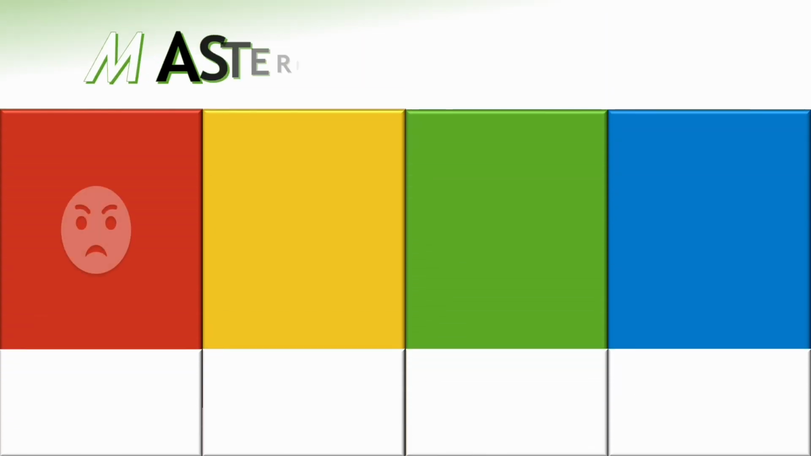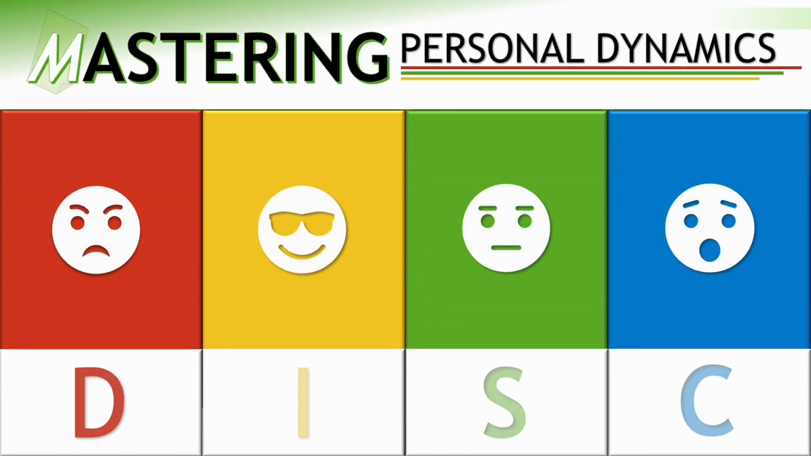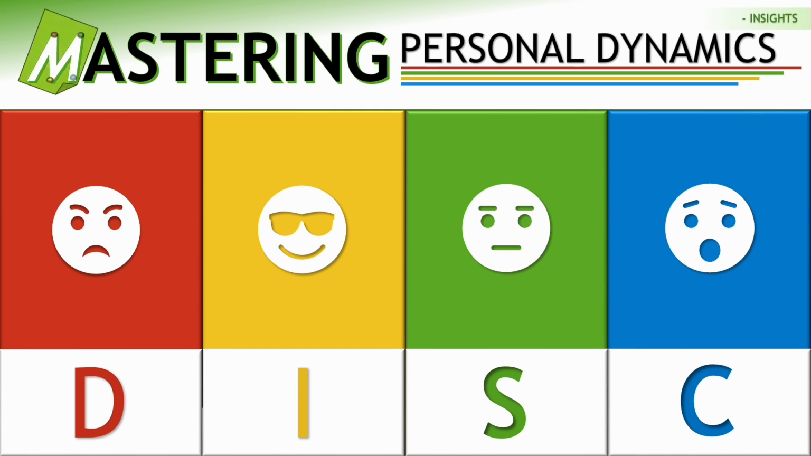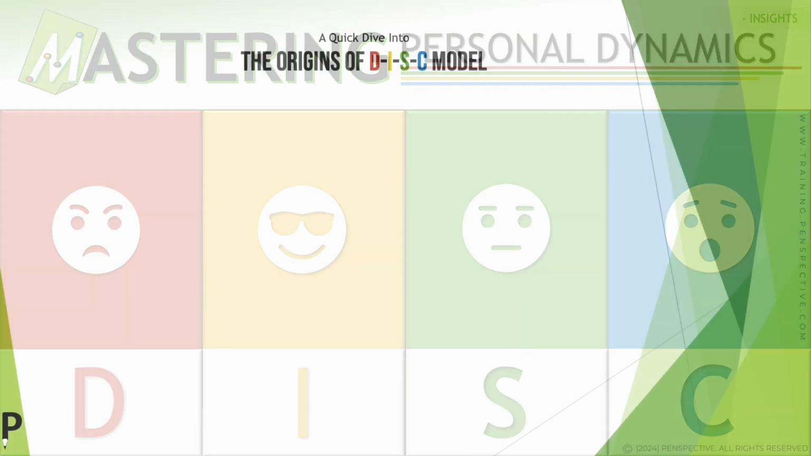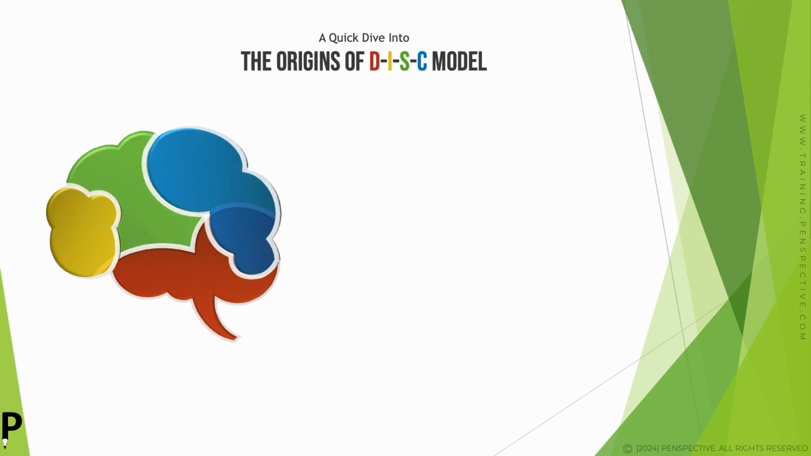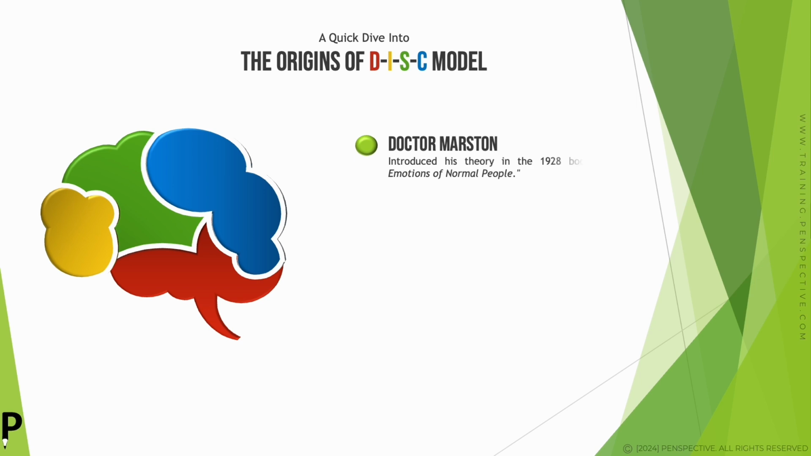Welcome to Mastering Personal Dynamics Using D.I.S.C Insights, an online learning program designed to deepen your understanding of human interaction and influence through the lens of the D.I.S.C language model. The D.I.S.C model has a rich history that dates back many decades. The foundation of the D.I.S.C language rests upon the pioneering work of Dr. Marston, who introduced his theory in the 1928 book, The Emotions of Normal People.